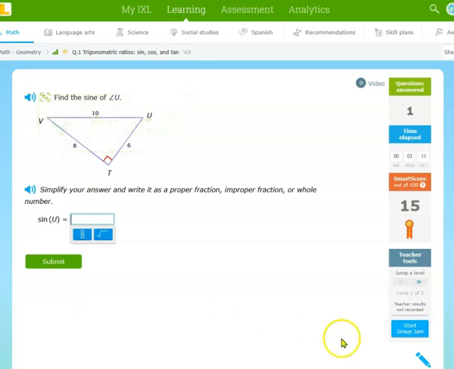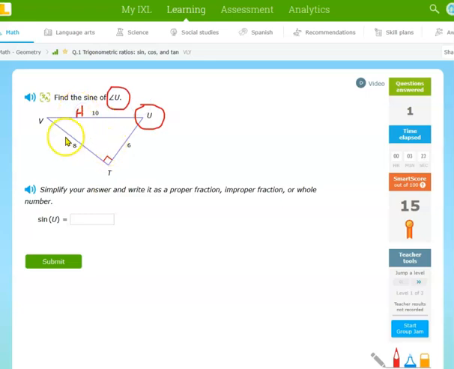All right, moving on. Find the sine of angle U. Start by circling the reference angle both in the problem and in the picture, and then start to label your hypotenuse, which is across from the 90-degree angle. Put those H's, O's, and A's right next to the numbers. Your opposite side is across from the reference angle, and your adjacent side is right next to the reference angle.